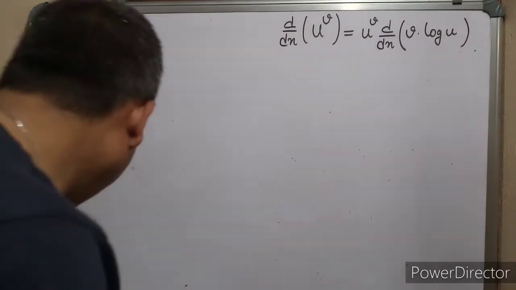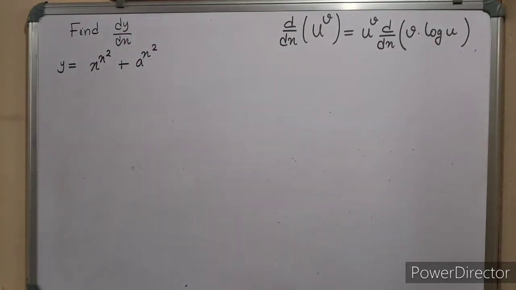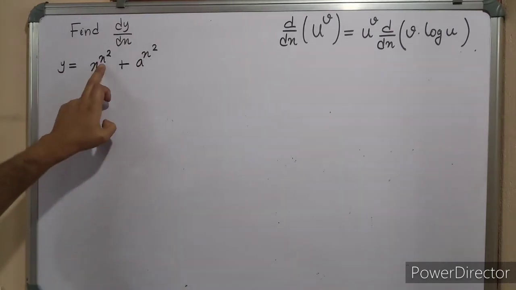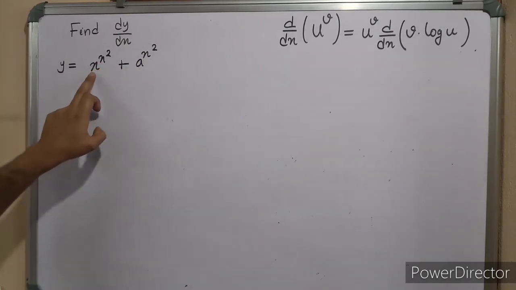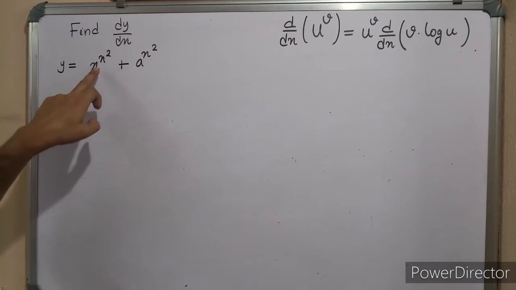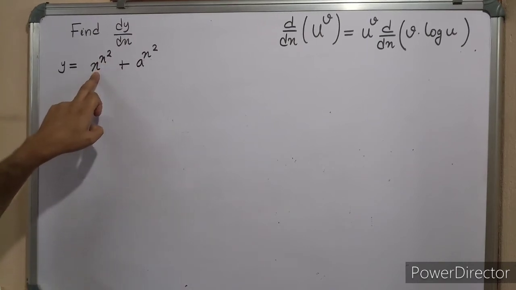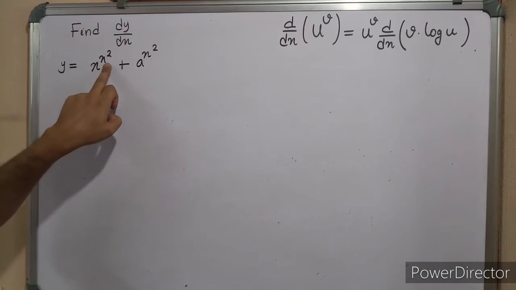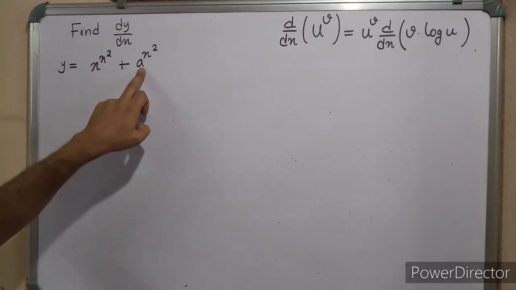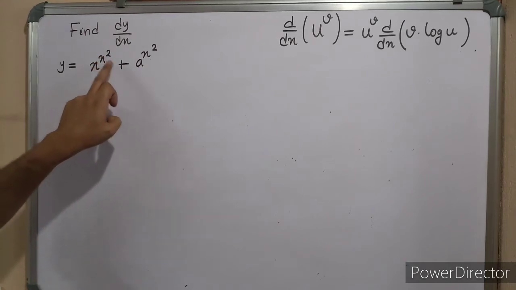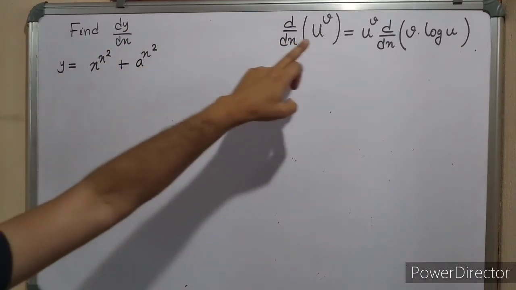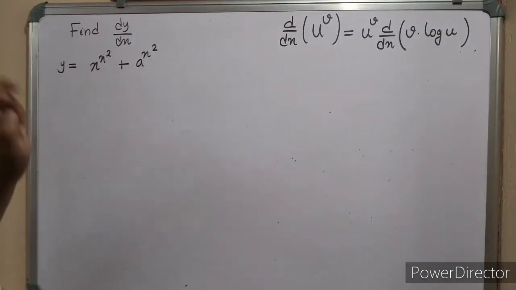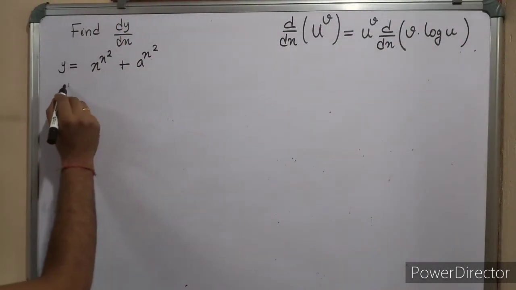Now this is a little bit different, but this is also variable to the power variable form. In this question there are two functions, x to the power x square plus a to the power x square. The first function, x to the power x square, is in u to the power v form. This one is a direct derivative, we can use the a to the power x formula. This one is not a u to the power v form. So I'll differentiate this particular function by this method and this one by the direct method. Now try to understand these things.